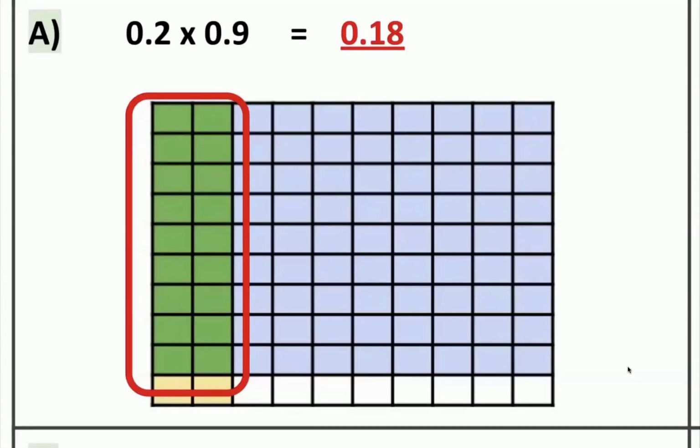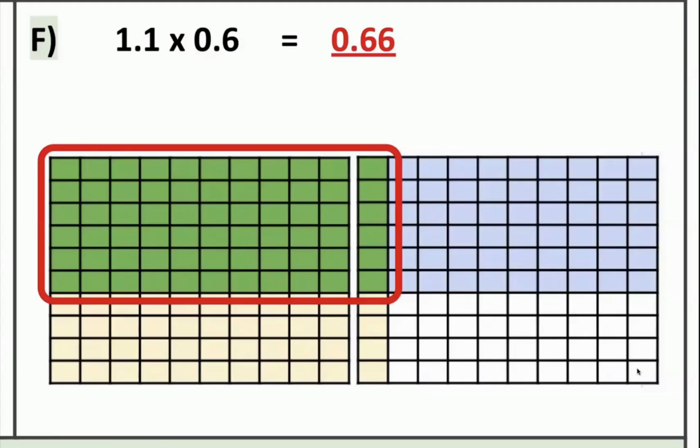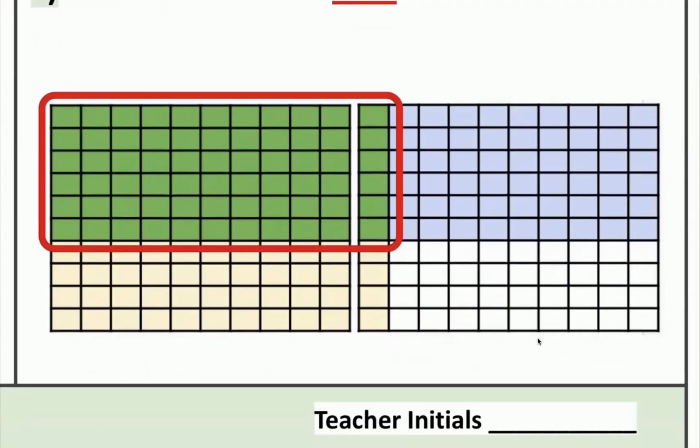Pause the video, check your work, fix any errors. Check your work for problem E. And check your work for problem F. Once you're finished checking your work for those 3 problems, check in with your teacher and get their initials to get some more feedback on the rest of the problems. And come back to the video when you're ready for page 4.